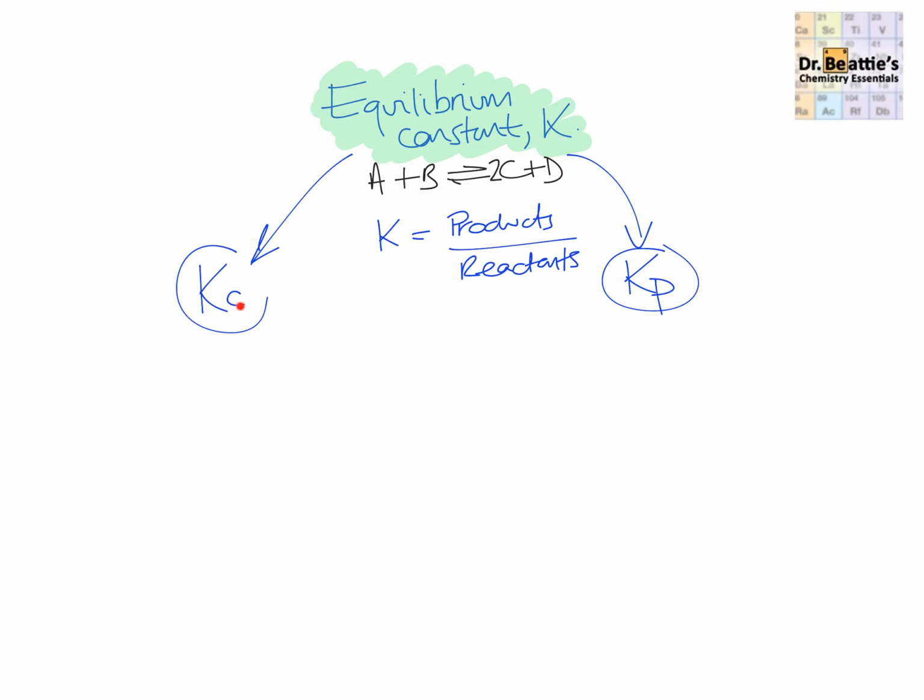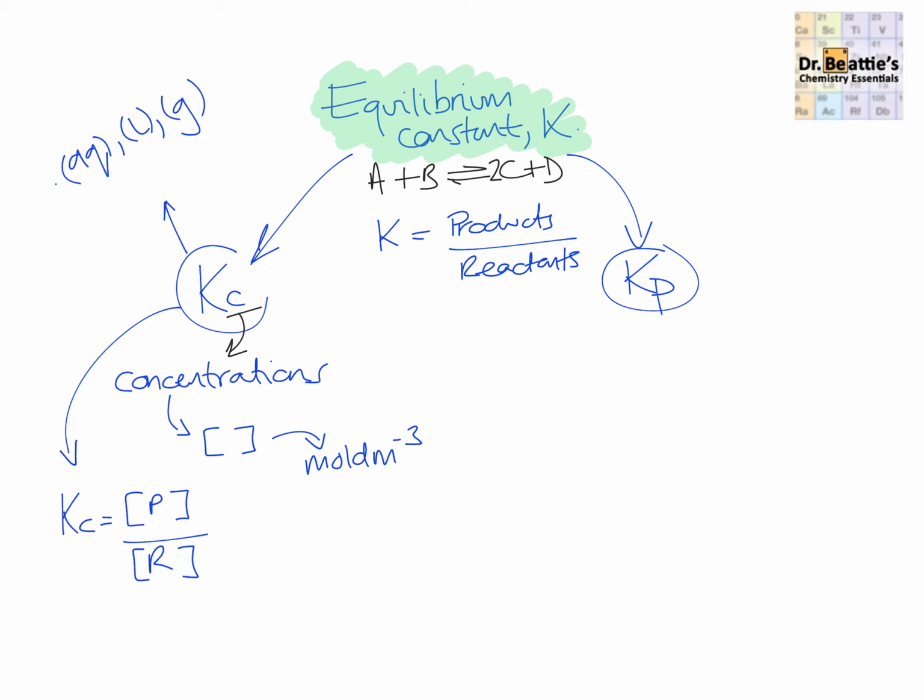Now it's the subscript involved that designates what type of units this takes. So if it's Kc, C stands for concentration, so it's when you are working out the equilibrium constant through the use of concentrations. So you're looking for the square brackets in your expression, and the units are always going to be based on moles per decimeter cubed. Now this can be used for any chemical species that are aqueous, liquid or gas.